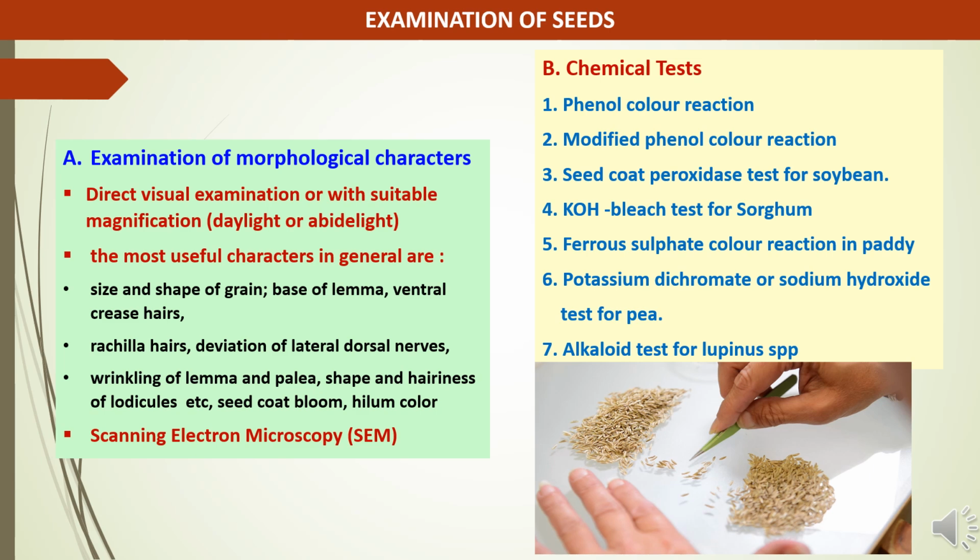crease hairs, rachilla hairs, deviations of lateral dorsal nerves, wrinkling of lemma and palea, shapes and hairiness of lodicules, seed coat bloom. After that, hilum color in dicots and seed colors are useful characters that can be observed by direct visual examination under daylight or other light. There are other methods like scanning electron microscopy (SEM), which are used for studying differences in seed coat surface and its inner structure, which also have to be used in some species.